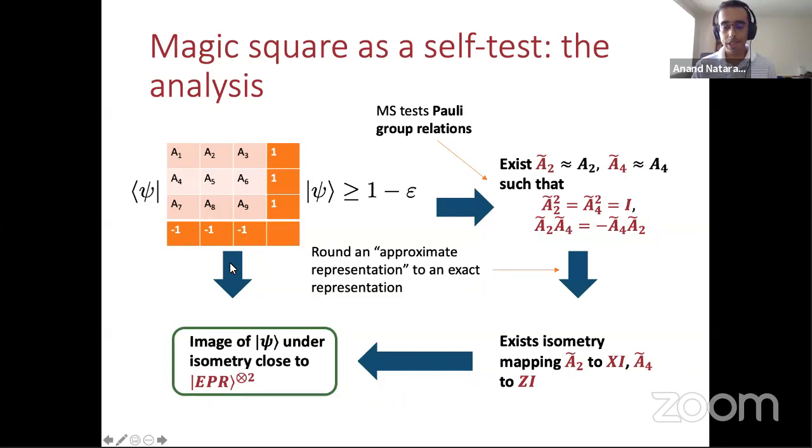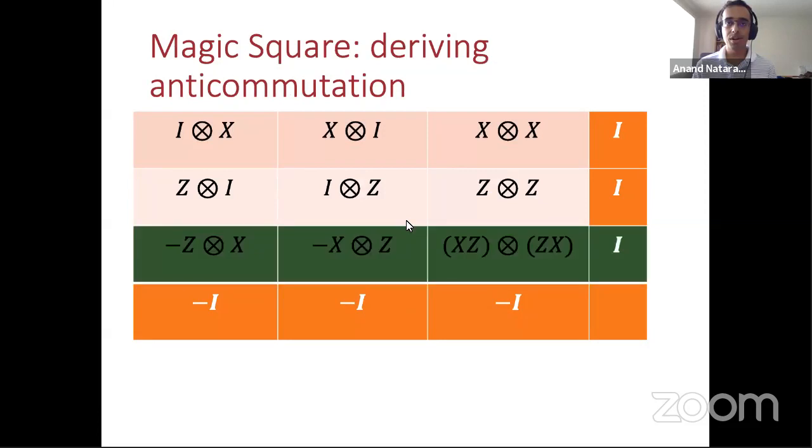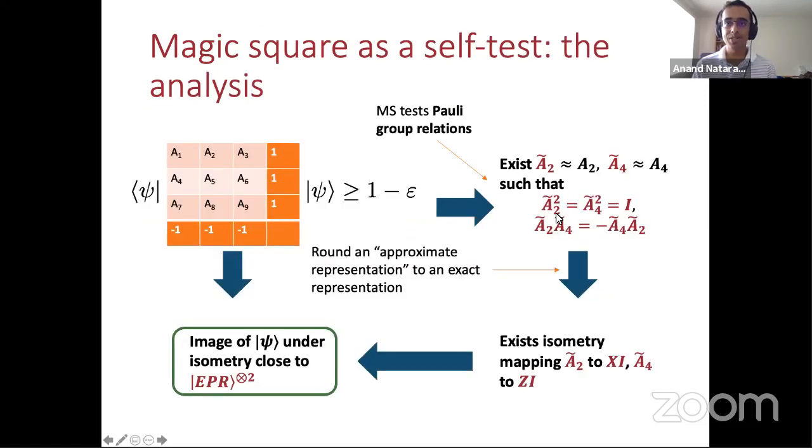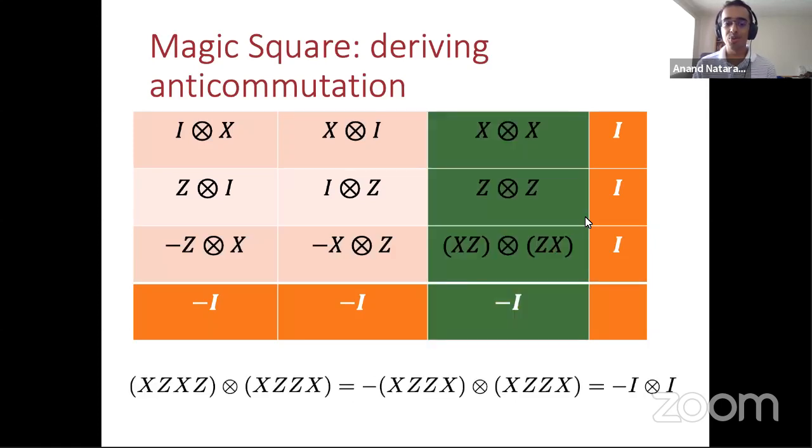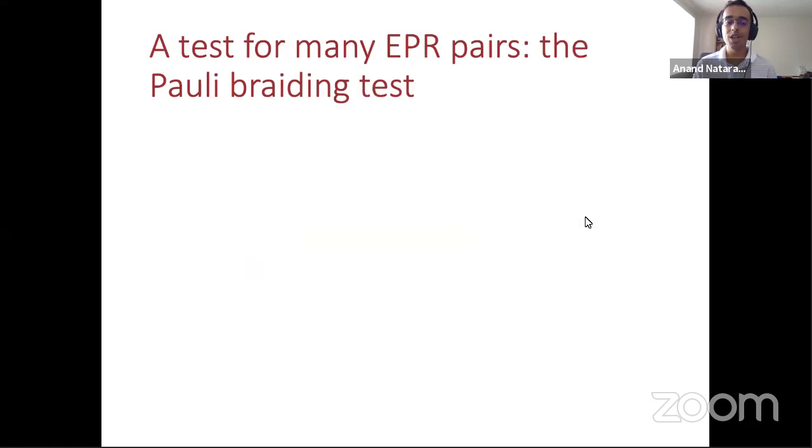So what have I done so far? I basically showed you how the magic square as a self-test for 2 EPR pairs works, but in this framework of representation theory. I had some slides showing you how the structure of the game implies these sorts of anti-commutation relations, the first step, but maybe I'll skip over these. Essentially, if you work through the algebra of what these winning conditions mean, you can deduce anti-commutation from them. It's a little bit painful.